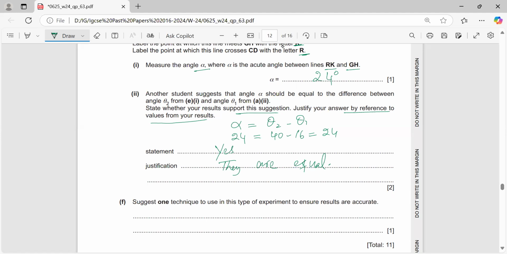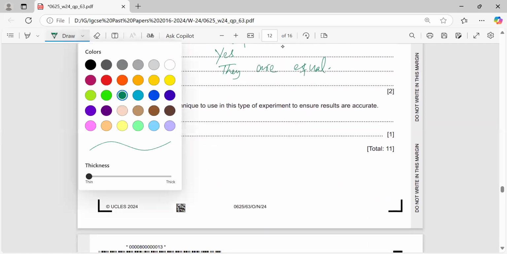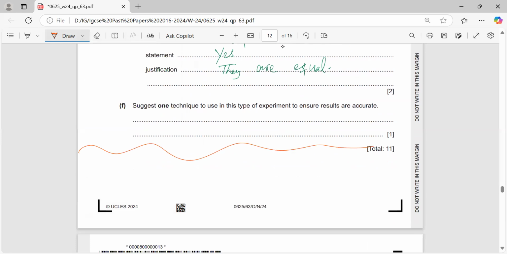And if their difference is much more and the percentage uncertainty comes to be above 10%, we are going to write no in the statement, and in the justification they are outside the limit of experimental accuracy. Now I just want to explain what I mean by percentage uncertainty. Let me tell you, just as an example, for this part, the other option is, let's suppose your value of alpha is 33 degrees. And when we are calculating theta 2 minus theta 1, that comes to be 16 degrees.